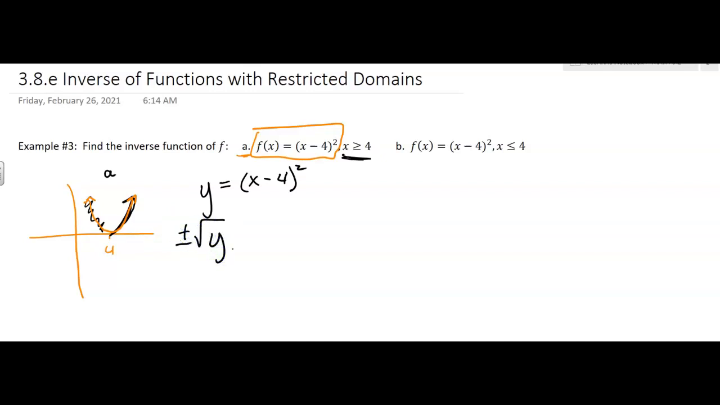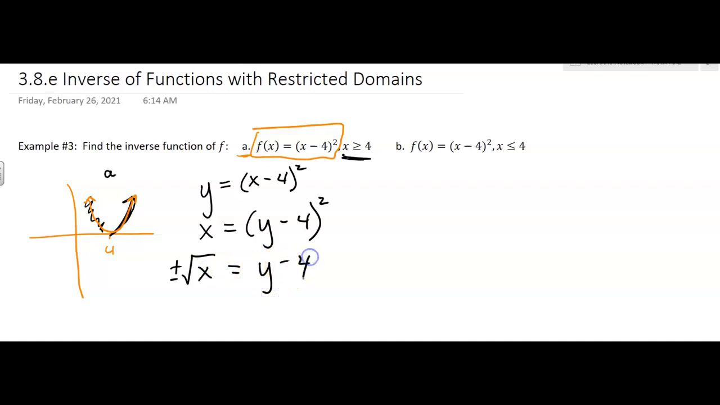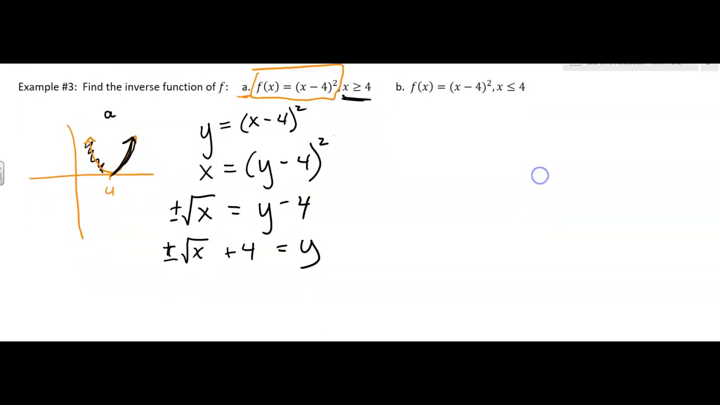Oh, nope. Sorry. Back up. I forgot to switch the x and y. I was all excited. Okay. Switch the x and y. Okay. Take the square root of both sides now. Go ahead and add the 4 over. I would write it this way. The book puts the 4 in front, but it doesn't really matter. Okay, so we're almost done. We get to write the inverse notation in a minute.